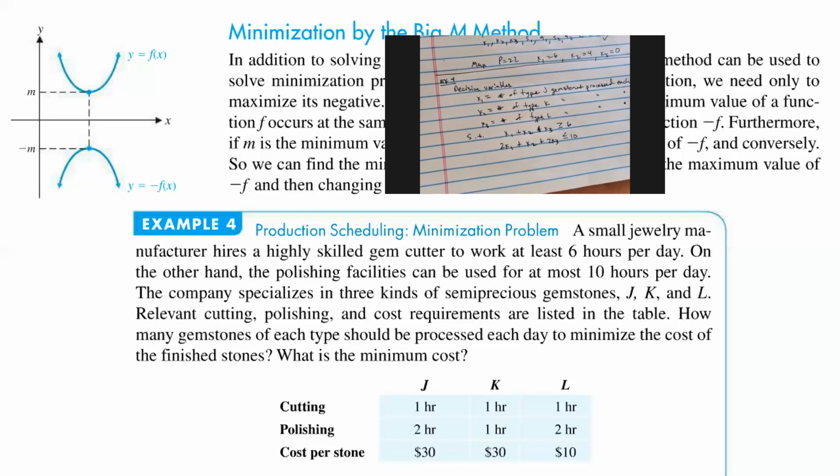All right, now the next thing we need to do is figure out what our cost function is. So our cost function is going to be 30x sub 1 plus 30x sub 2 plus 10x sub 3, right? The cost, again, is cost per stone right down here. So we have that. Now, when we do minimization problems like this, we can take the cost function. If we call it negative C, that actually equals a profit function. So that means we'd go and negate each one of these.